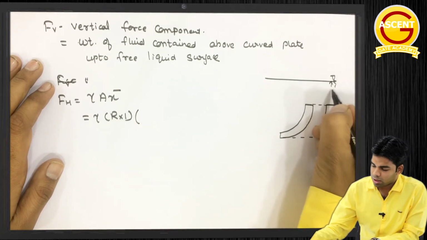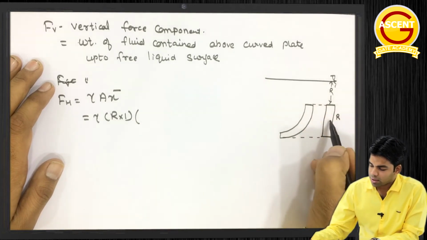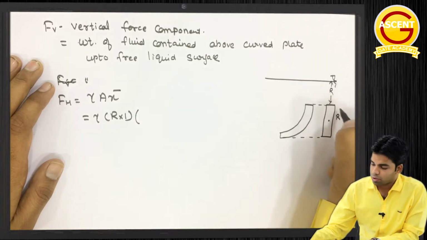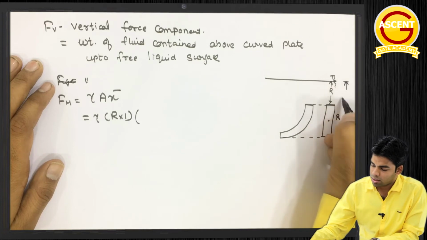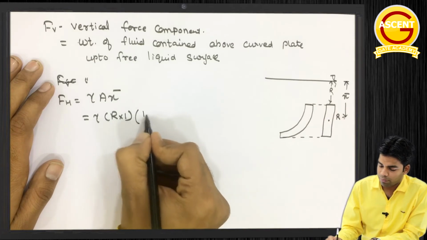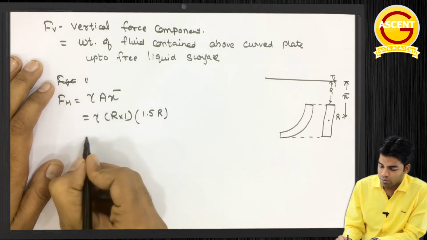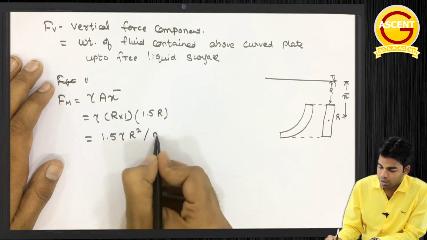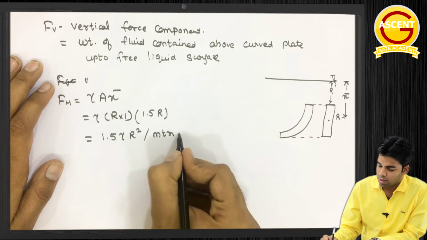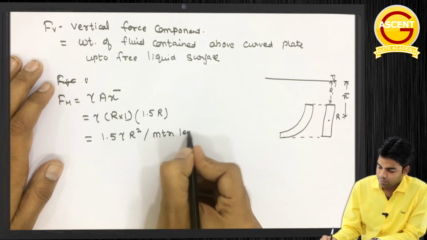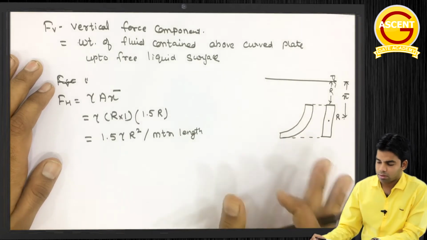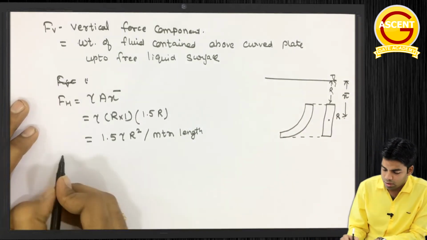Now what is x bar? So this distance is R. Okay, x bar is nothing but the distance of center of gravity of this vertical projection from free liquid surface. Okay, so this is R, so this total distance is x bar. So this x bar will be equal to R plus R by 2, which is 1.5 of R. So from here we will get this as 1.5 gamma R square. This is for per meter length. We are considering the thickness as length of 1 meter. Length means perpendicular direction, in perpendicular to this paper. Getting this? Okay, next is to determine the vertical force.